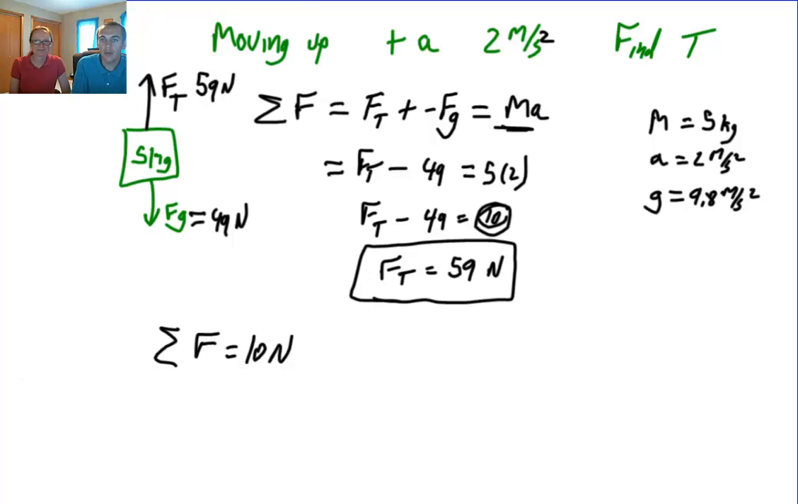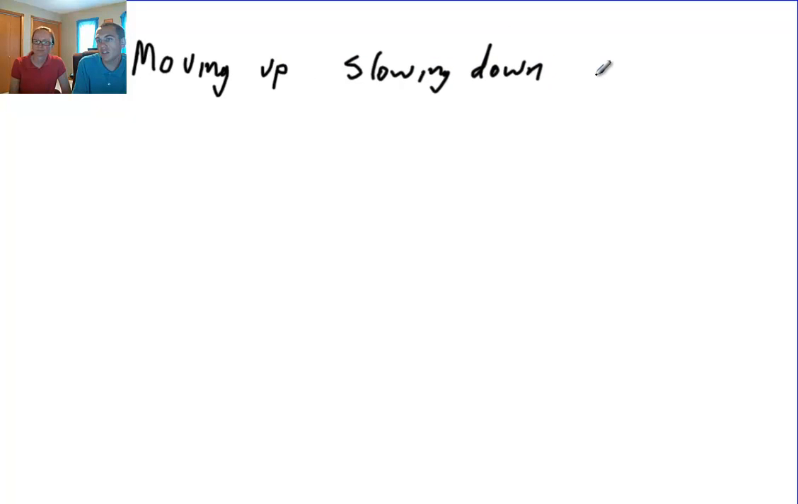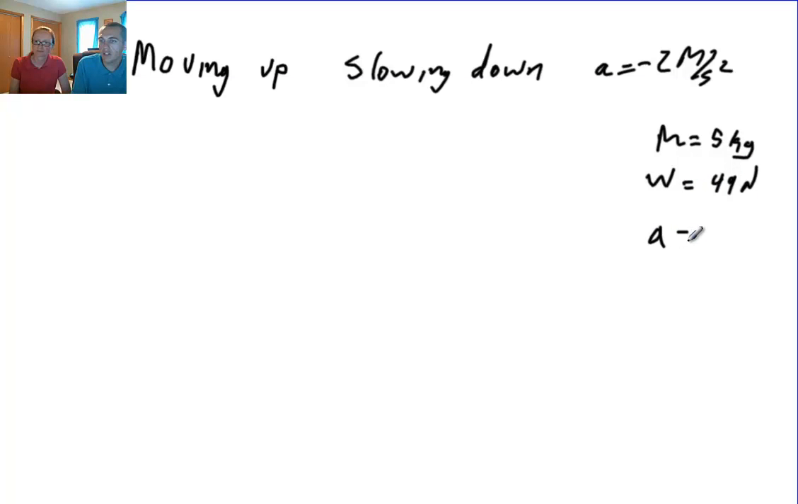Okay. Now, the next scenario, say it's moving up, but it's slowing down. And so what we want to do is say our acceleration is negative 2 meters per second squared. Other than that, everything is still the same. Mass is still 5 kilograms. The weight is still 49 newtons. And our acceleration this time is negative 2 meters per second squared.